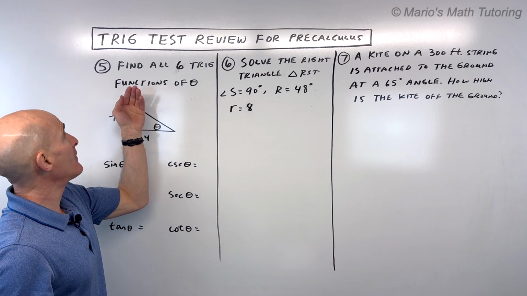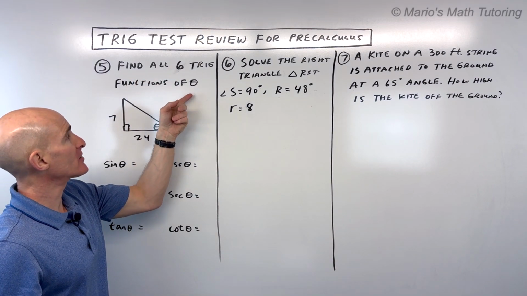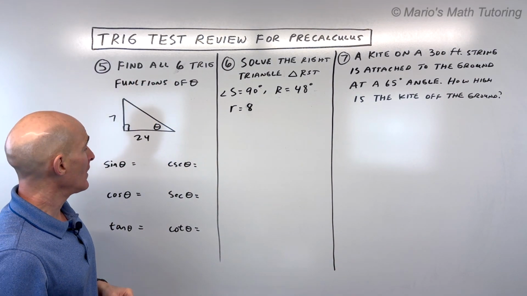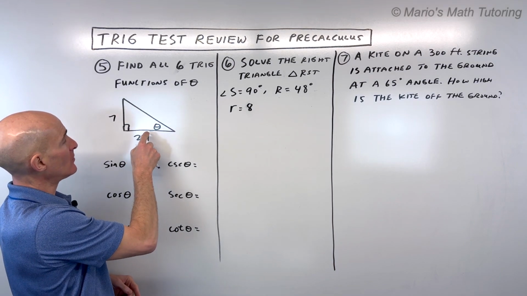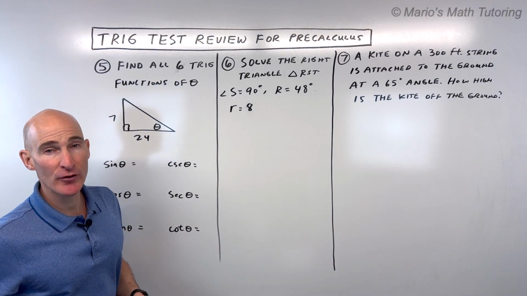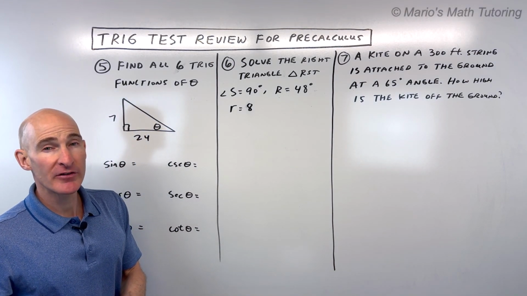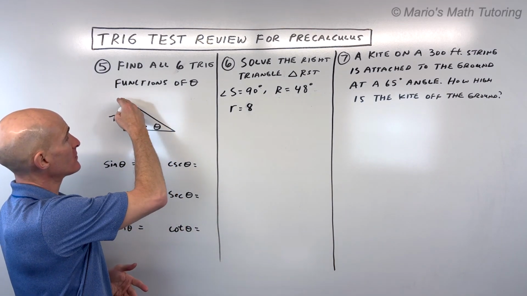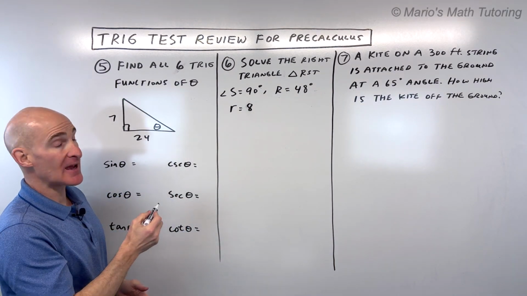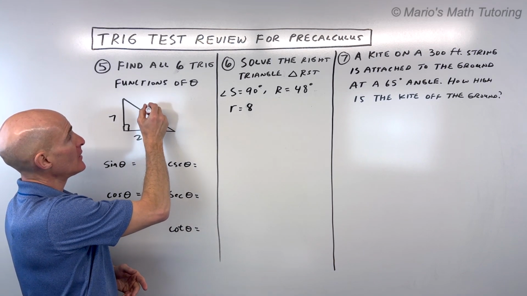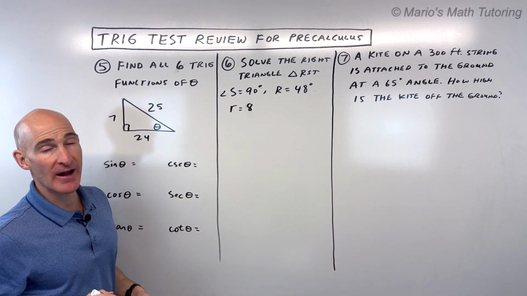So for number 5, it says find all the 6 trig functions of this angle theta. So here you can see we've got a right triangle. We're given these two sides 7 and 24. You can do the Pythagorean theorem, a squared plus b squared equals c squared, to find the hypotenuse, or you might recognize this as a Pythagorean triple, which means that the hypotenuse here is 25.